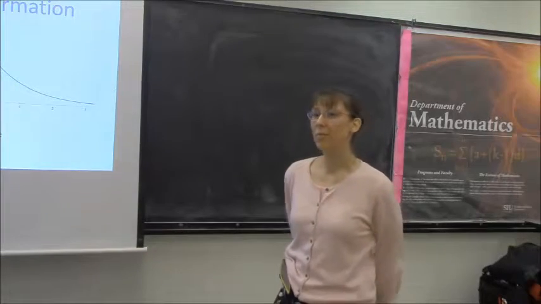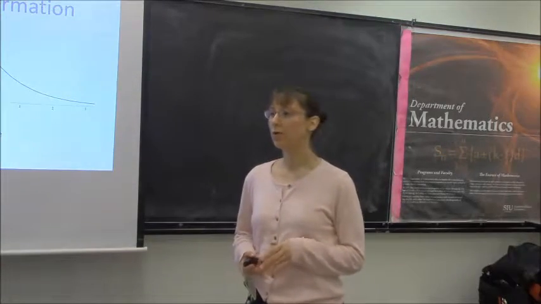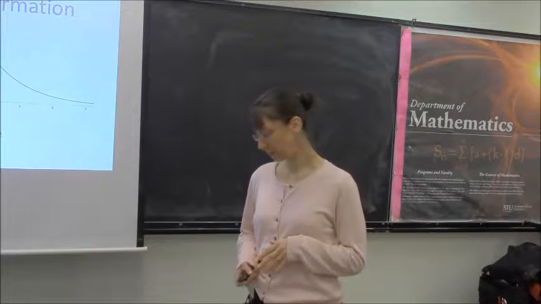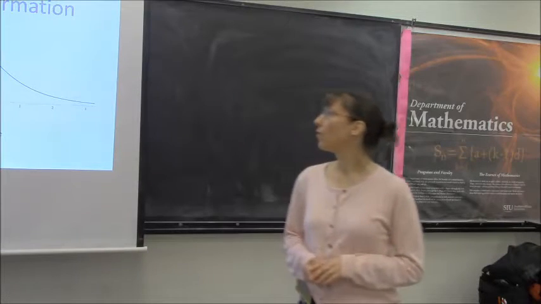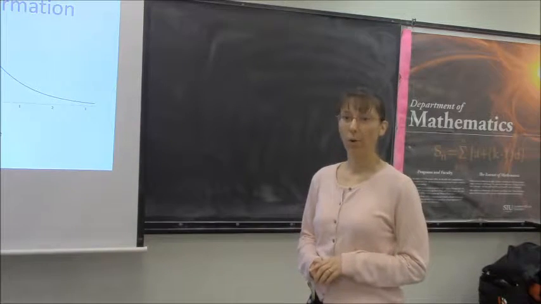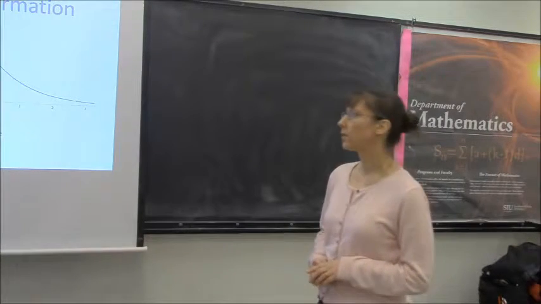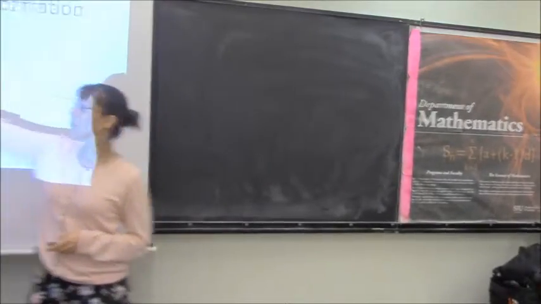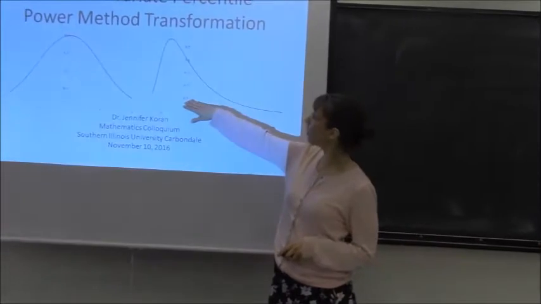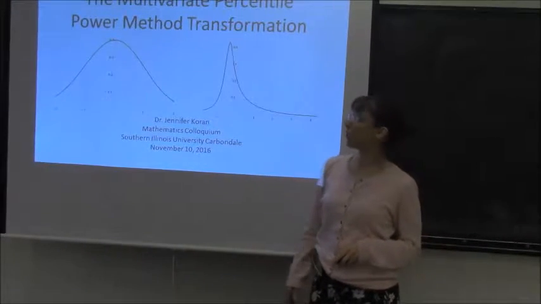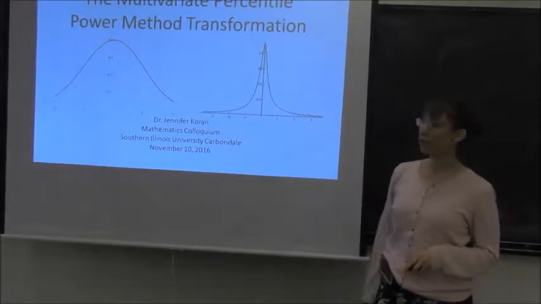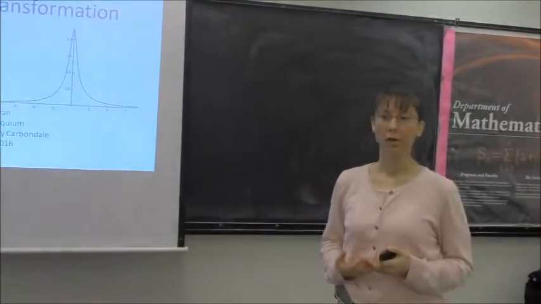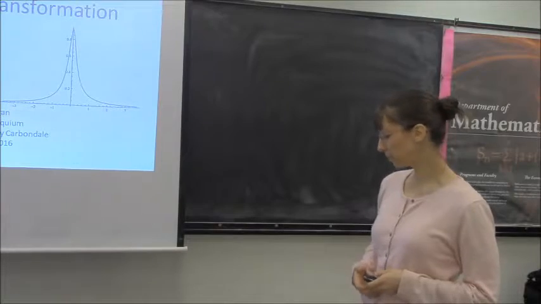The material that I'll be presenting today is the result of collaborations with Dr. Todd Hedrick and Jun Koo. Now, the basic goal of the multivariate percentile power method transformation is to take distributions that look like this and transform them into distributions that look like this, or like this, or like this. Just depends on the exact non-normal distribution that you want to produce.